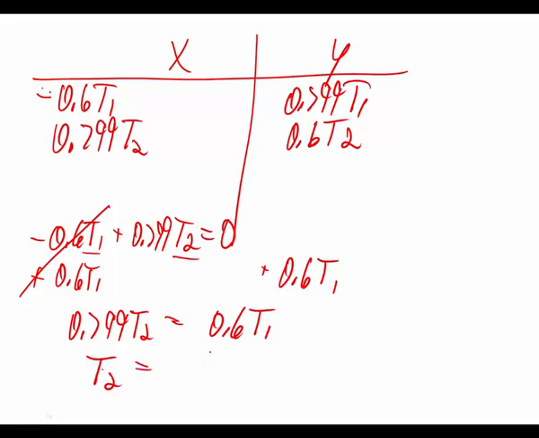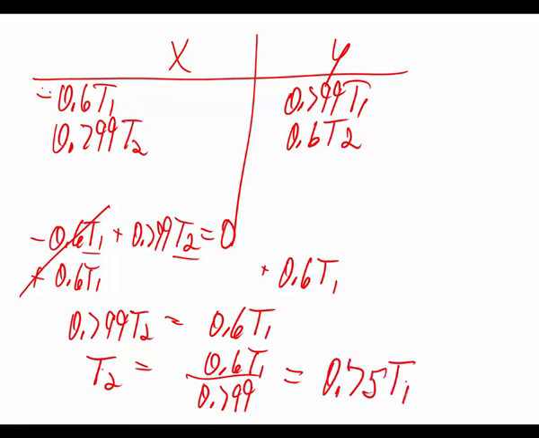T2 is equal to what? 0.6 T1 divided by 0.799. Wait a minute, no, I'm getting ahead of myself. Sorry. There we go. Now, what is T2? Well, 0.6 divided by that is what? 0.75 T1? Does everybody agree? So T2 is equal to 0.75 T1.